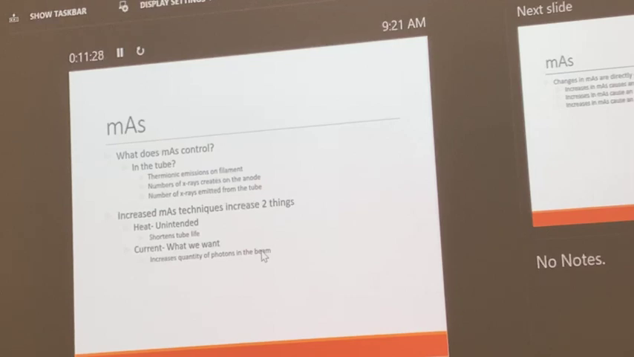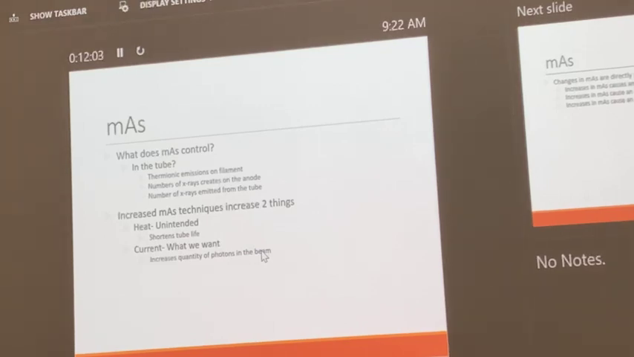So mass, what does it control? It controls the number of electrons we send across the tube. It controls the thermionic emission on the filament. And since it controls the number of electrons, it controls the number of X-rays we create. So therein, it also controls directly the number of X-rays emitted from the tube. Now, is it the only thing that affects the number of X-rays we create? No, we just walked through that. Everything affects the number of X-rays we create.